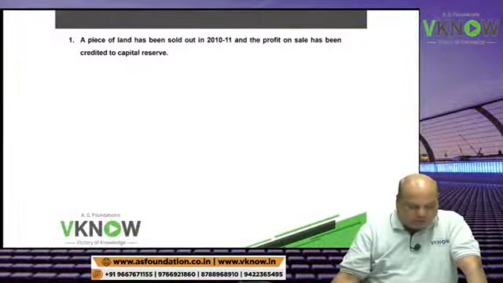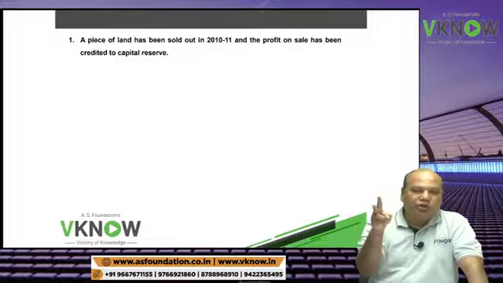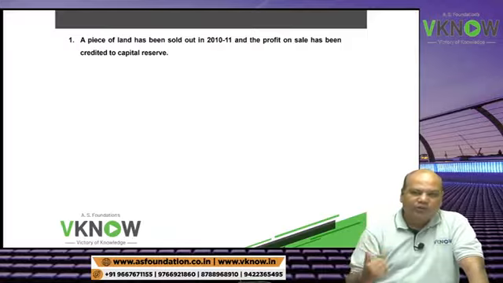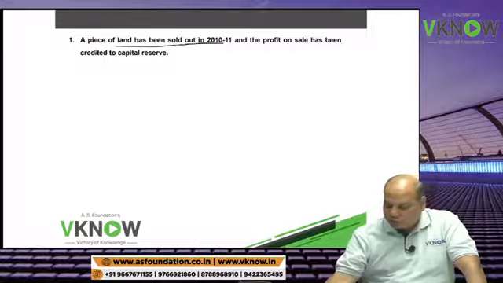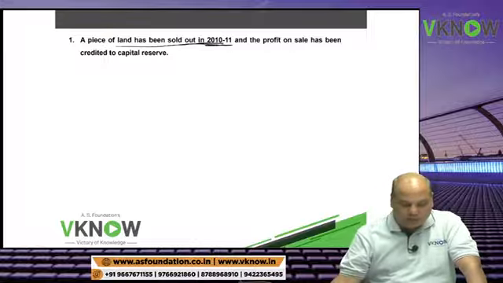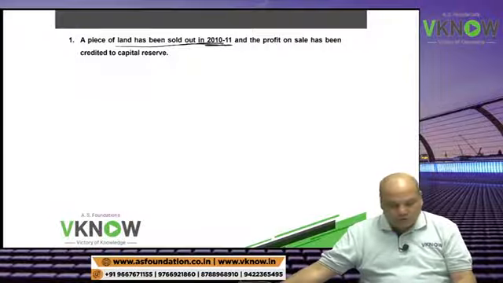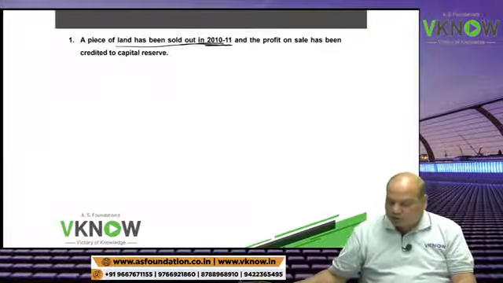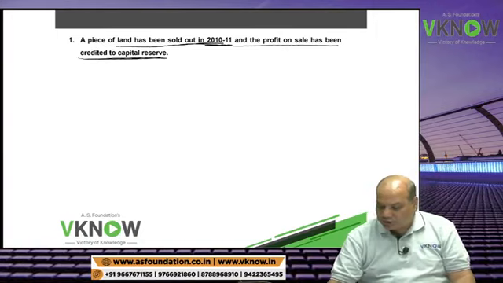Now below the balance sheet there are 5 adjustments also given. So the question can come in this format also: opening and closing balance sheets are given and certain adjustments are given below the balance sheet as to what happened during the year. A piece of land has been sold in 2010-11. That is why the closing figure of land is less than the opening figure, and the problem says the profit on sale has been credited to capital reserve.